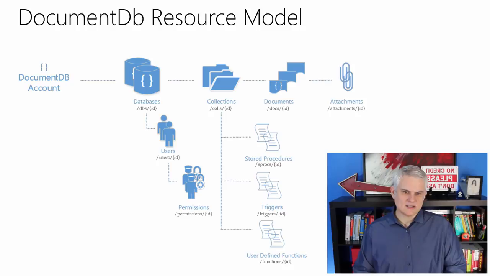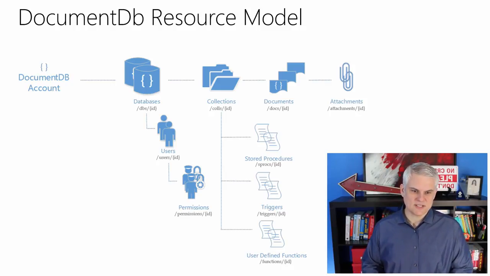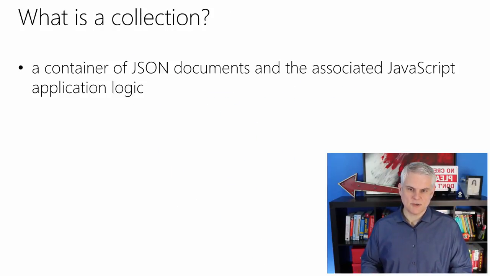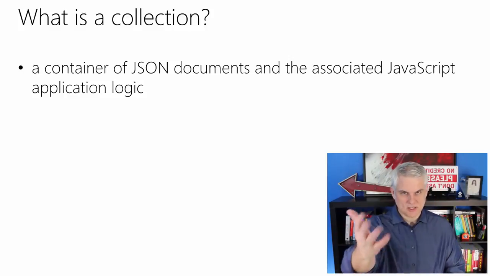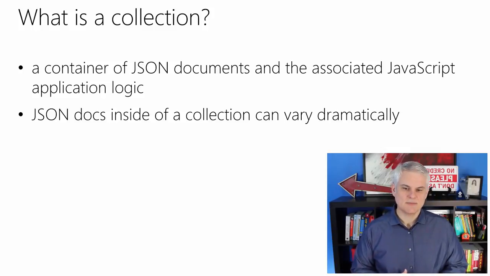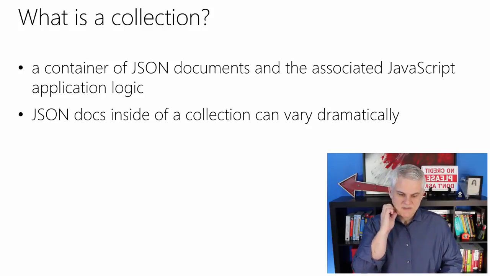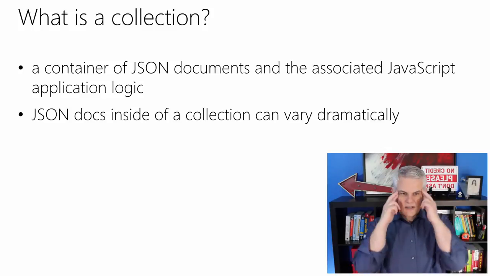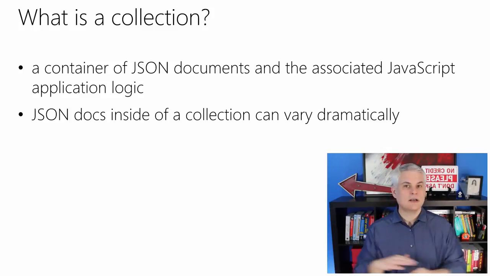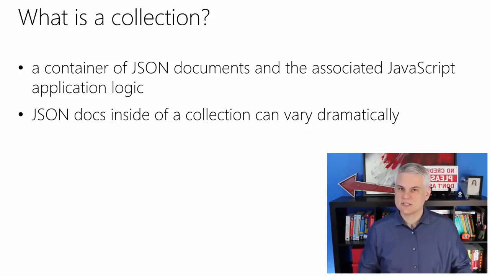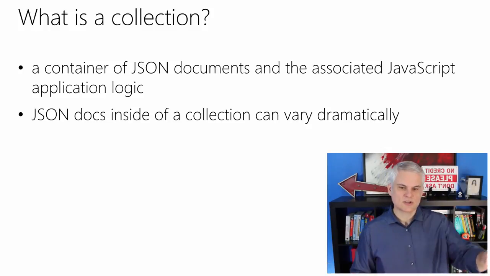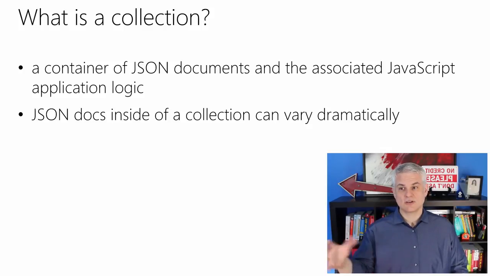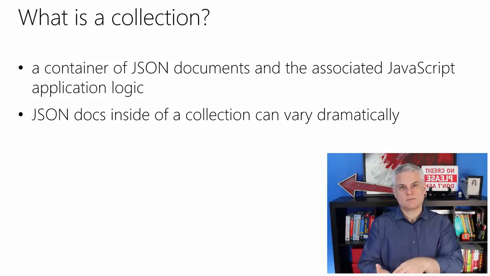I said here that a collection is basically a container for documents as well as some of the programmatic features, but it's several different things. It's a container of JSON documents and the associated JavaScript application logic, like I just said. JSON documents inside of a collection can vary dramatically, and this is something that's difficult. If you're coming from a relational database management system background, you might say, okay, it sounds to me like a collection is like a table. No, it's nothing like a table. Don't make that association whatsoever. A table has a structure, whereas a collection has no structure. It's just a place where you can put documents.